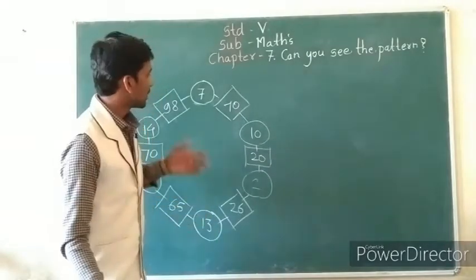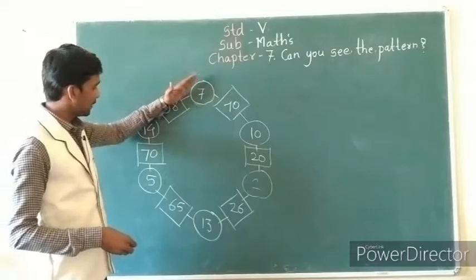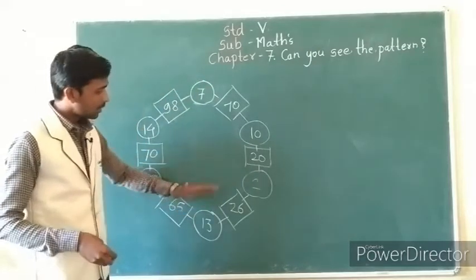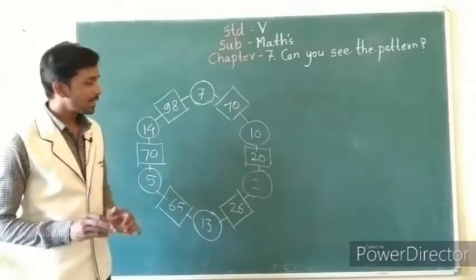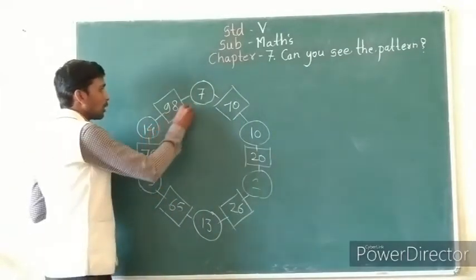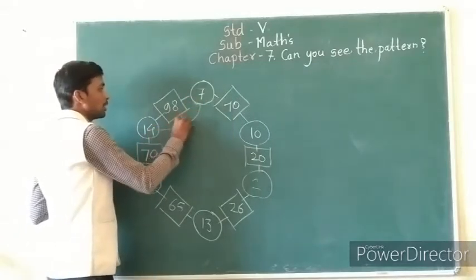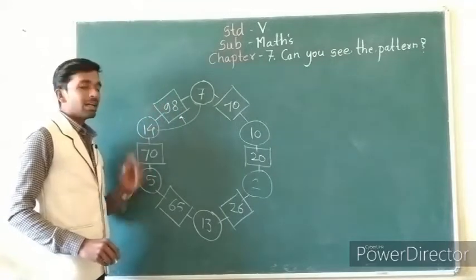See this example they give us. Okay, how many sides are there? This is one side, second, third, fourth, fifth and sixth. These are total six sides. Okay, in that how do they arrange the numbers? See, when we multiply these two numbers, we get this number. So 14 sevens are 98, so that number we have to get.